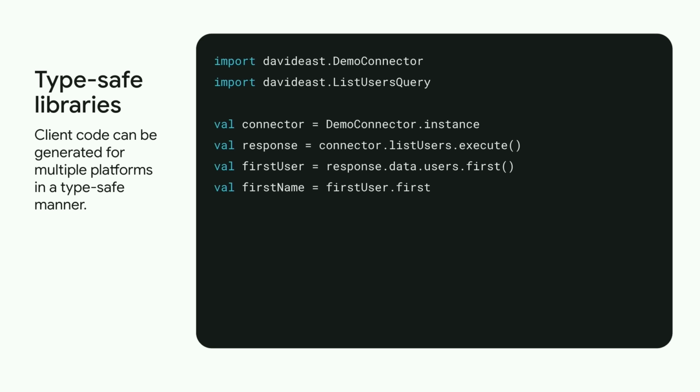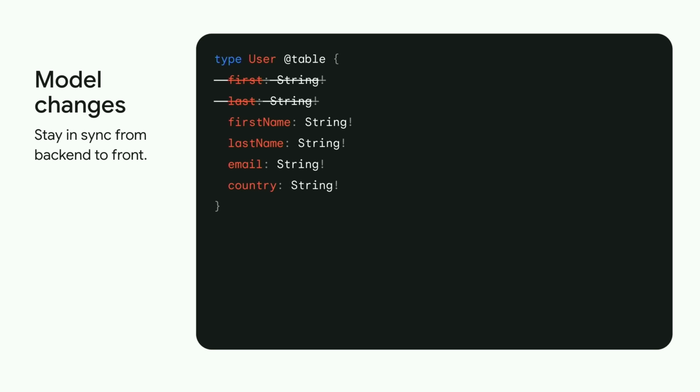Note that a lot of this comes straight from the previous slide, right? It comes from our schema and from the query that we defined earlier. Nothing here is a string. Everything is type-safe Kotlin code generated by Data Connect. There's one thing that's been bugging me about this data model, though. I keep saying first name, but I actually called the property first. So let's go back into our schema and change that.